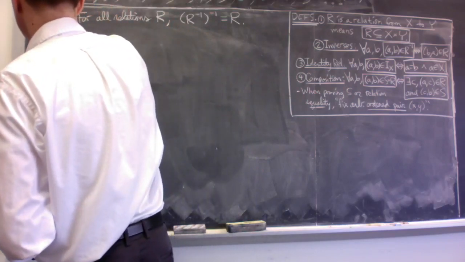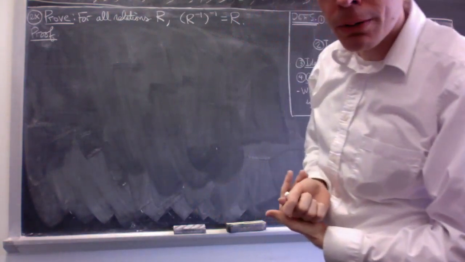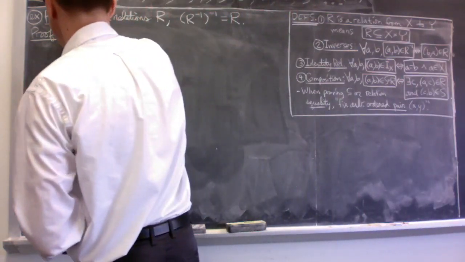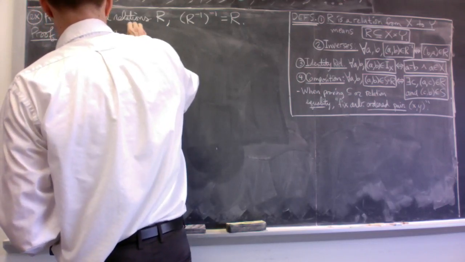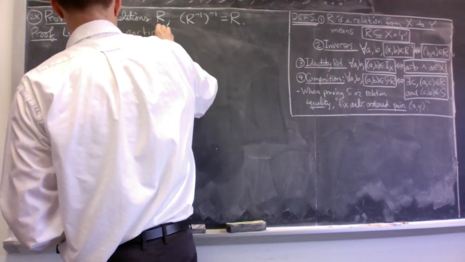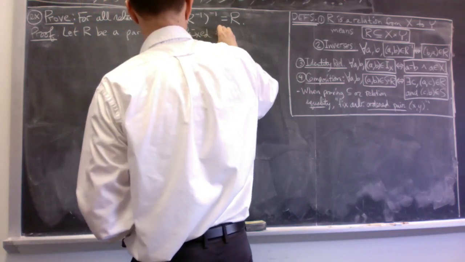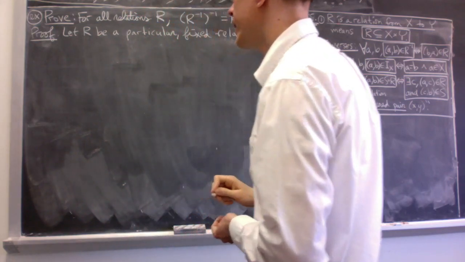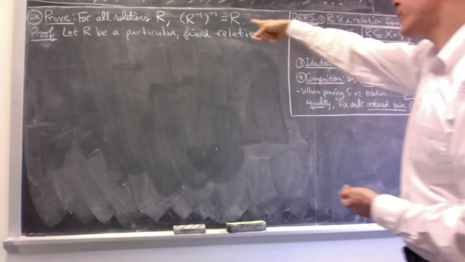Proof. It's a universal statement to be proved about all relations. So we have to fix, so let's say, let R be a particular fixed relation. You could also say fix a relation R if you want a less verbose sentence. And we'll prove this.